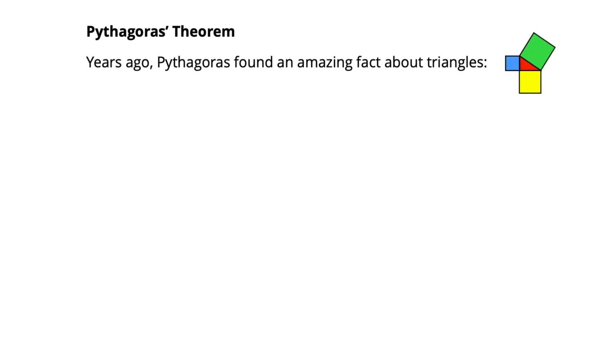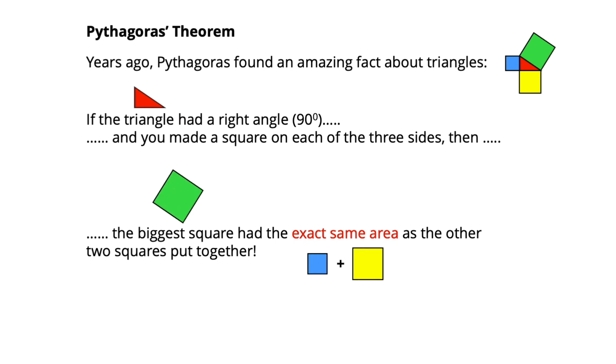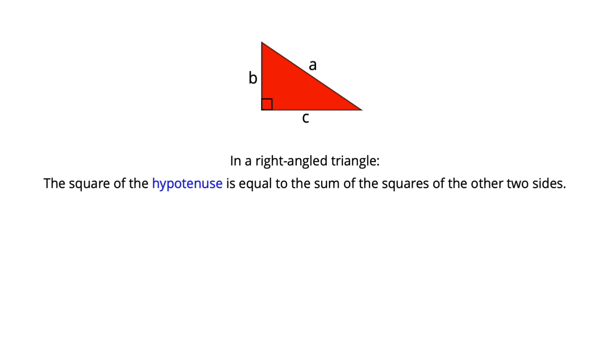Pythagoras found an amazing fact about triangles. If the triangle has a right angle, and you make a square on each of the 3 sides, then the biggest square has the exact same area as the other 2 squares put together. And always remember the Pythagoras theorem. The square of the hypotenuse is equal to the sum of the squares of the other 2 sides. A squared equal to B squared plus C squared.